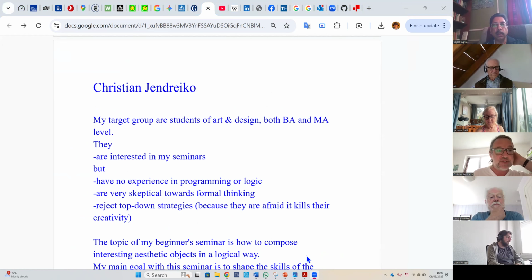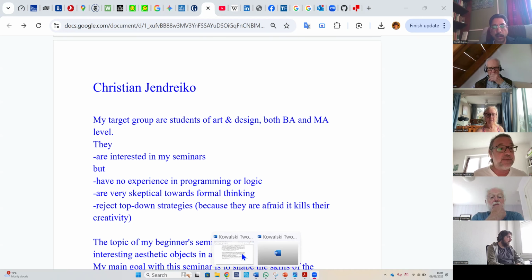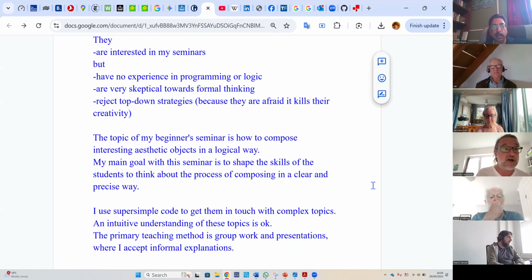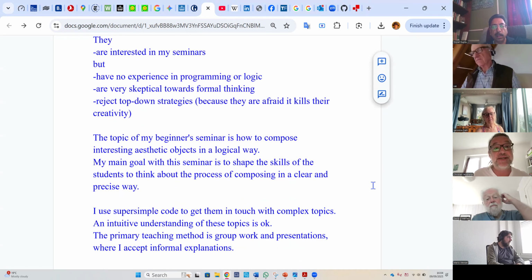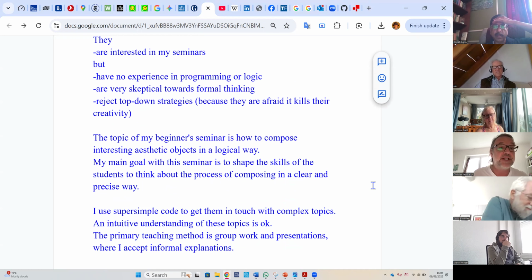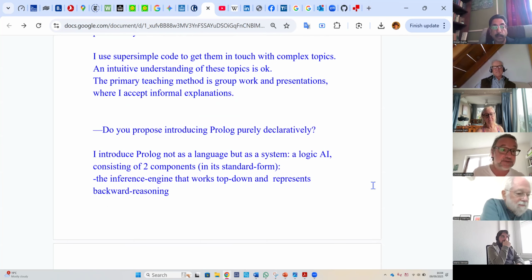My target group are students of art and design, both BA and MA level. They are interested in my seminars but have no experience in programming or logic. They are very skeptical towards formal thinking and they reject top-down strategies because they are afraid it kills their creativity. The topic of my beginners seminar is how to compose aesthetic, interesting objects in a logical way. My main goal is to shape the skill of the students to think about composing in a clear and precise way. Overall, I use simple code to get them in touch with complex topics.